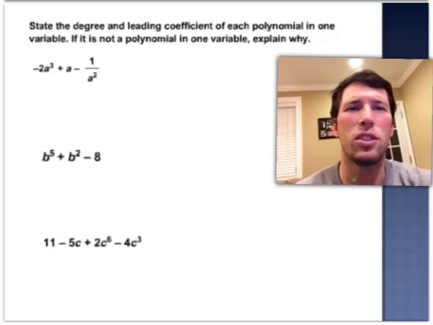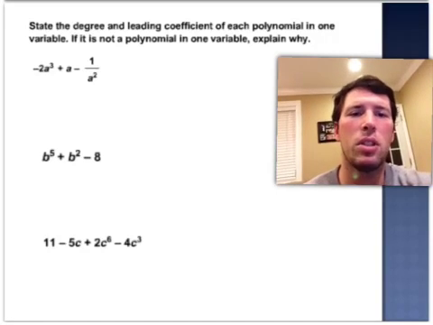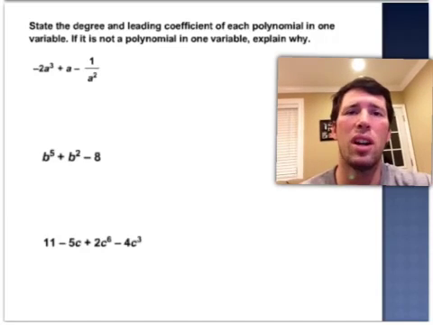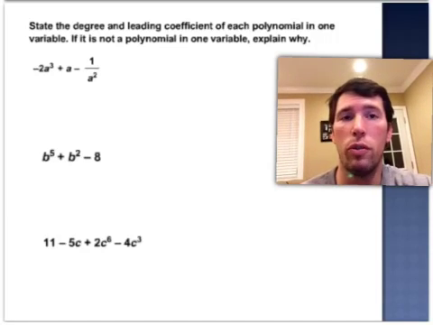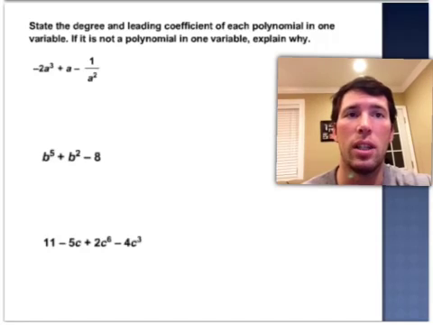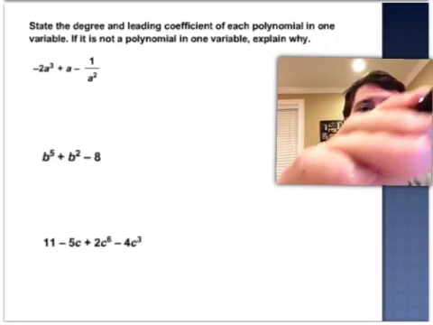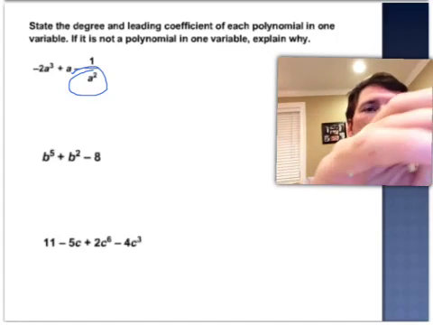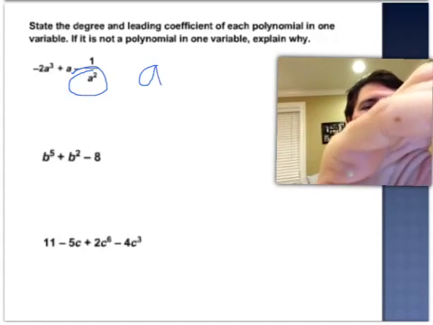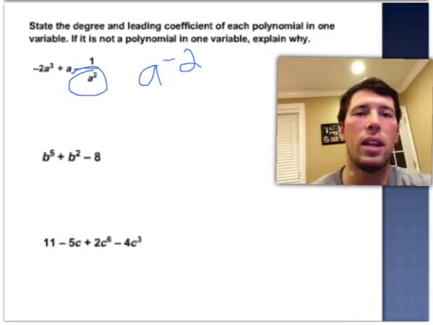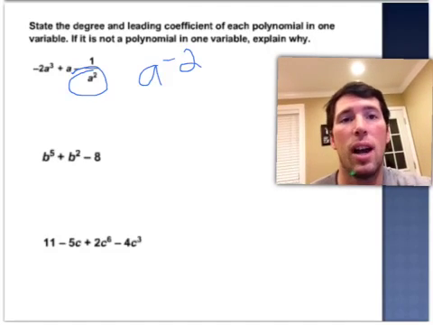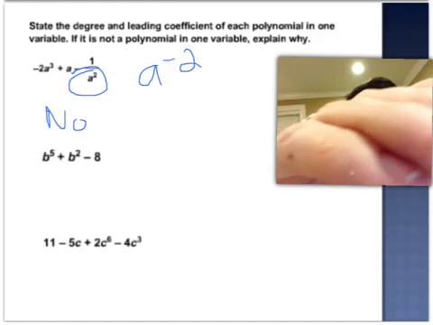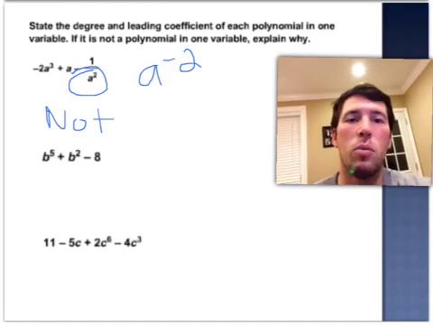So what I'd like to start with here is these three questions. And the bottom line is if we don't have a polynomial, then we're not going to answer the question of degree or leading coefficient. And that's the case in this first one. This is not a polynomial because of the a squared. Really, that is a to the negative 2 if you raise it up to the top. So therefore, this is not a polynomial. And so we would move on.